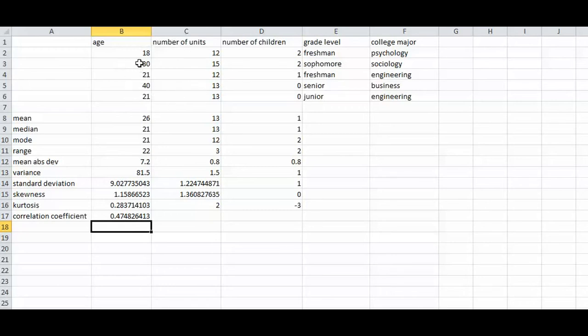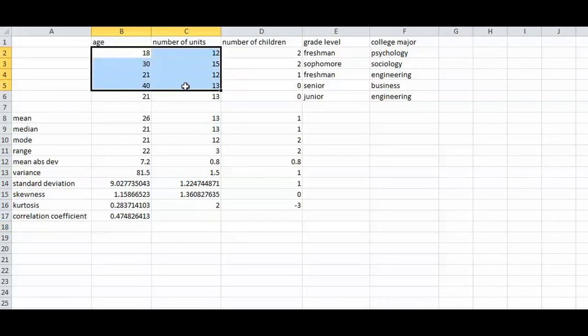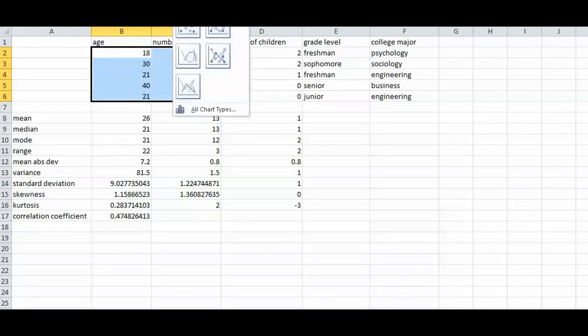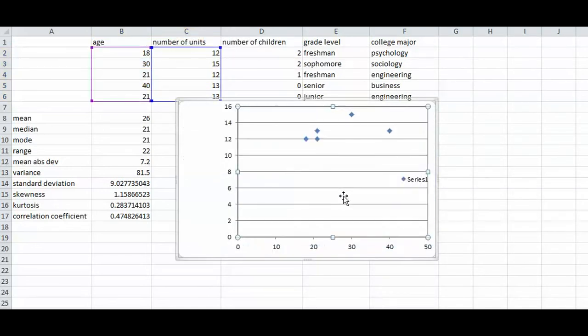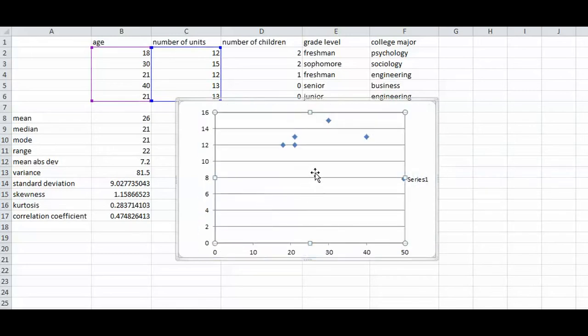Let's make a scatter plot to show that it actually is a positive correlation. We can highlight these numbers and then go up to insert. You can't see what I'm doing, but I'm going to create a scatter plot. So it is somewhat of a positive correlation, because right here we can see that the dots are rising from left to right. This dot over here is more of an exception to the pattern.